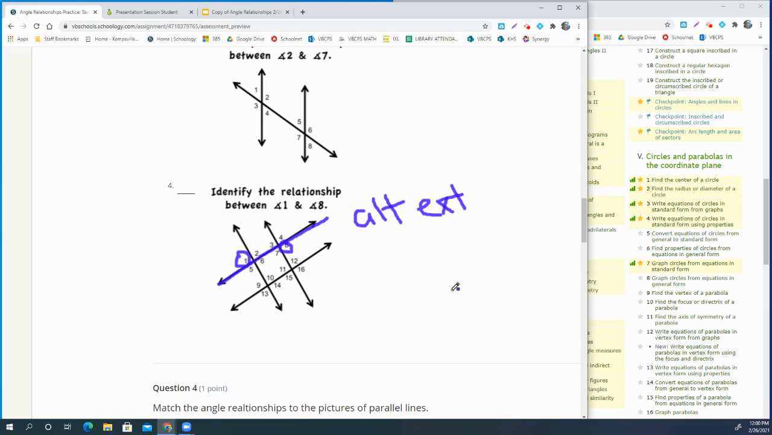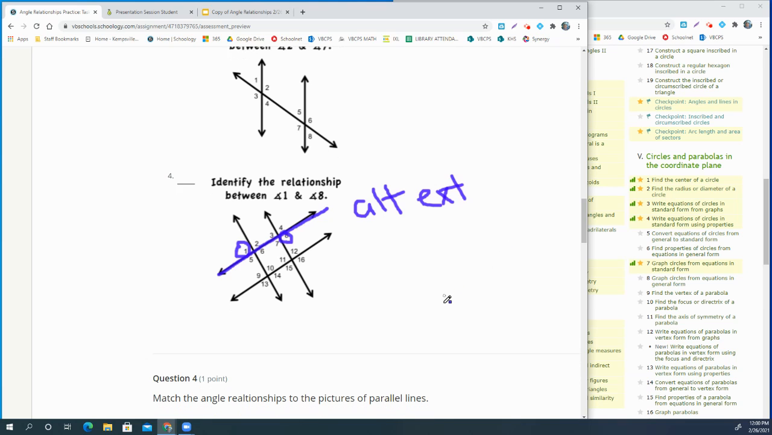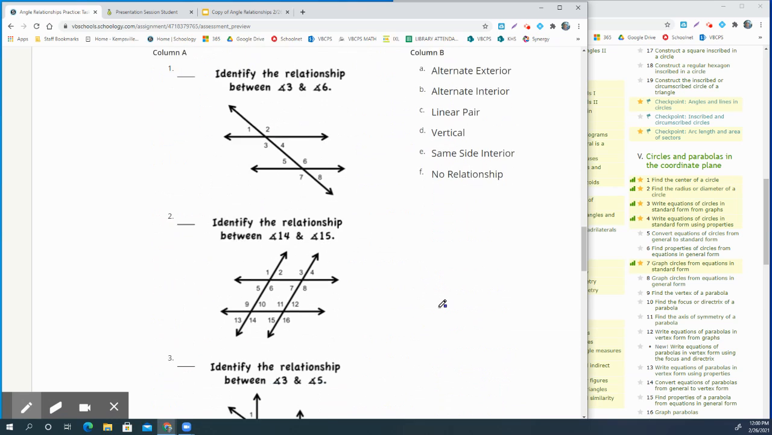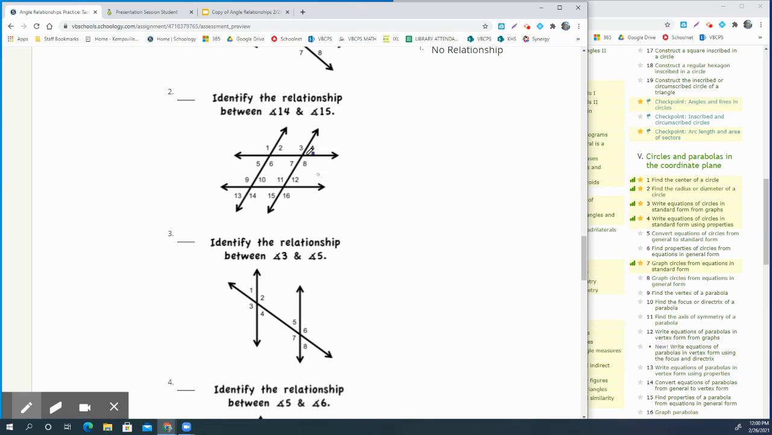And I see in the chat, number 4, question 2. So number 4, question 2, 14 and 15. 14 and 15 are connected on this transversal. So they're on the same side. And they're inside those parallel lines.